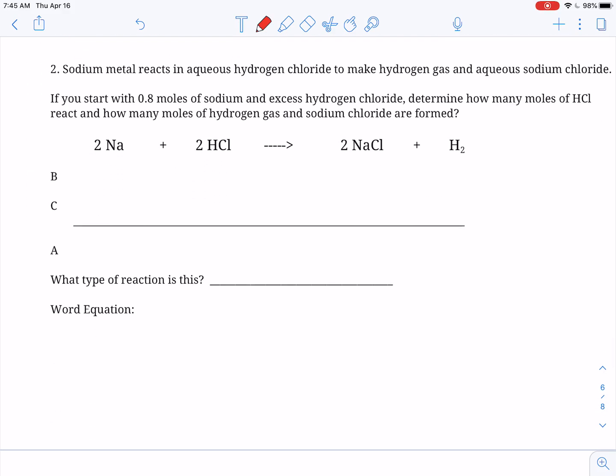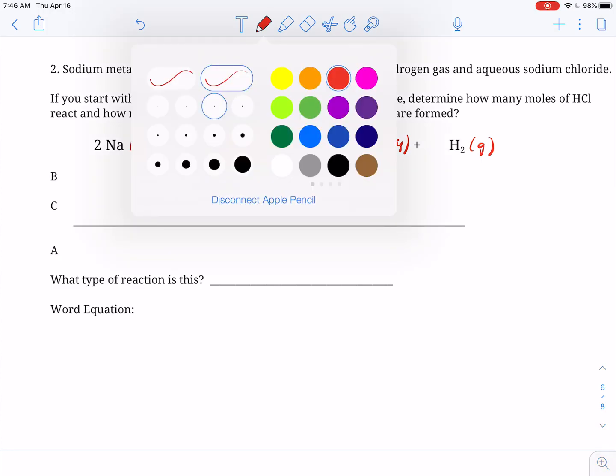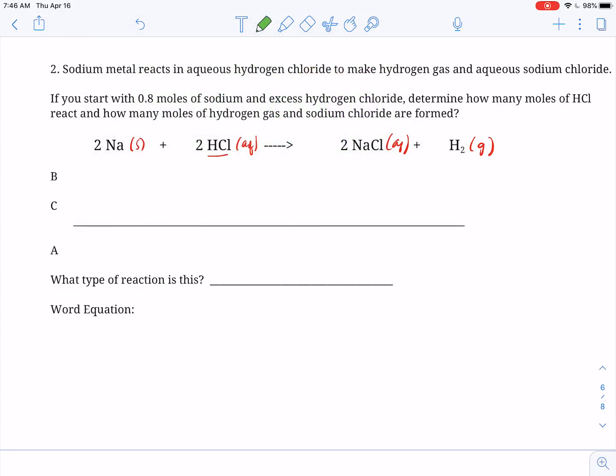Okay, let's try the second one. Sodium metal reacts in aqueous hydrogen chloride, or hydrochloric acid, to make hydrogen gas and aqueous sodium chloride. All right. So if you want to, you could add these symbols in here, and probably gas, right? But you don't have to. Overachiever. Now, if I start with 0.8 moles of sodium and excess hydrogen chloride, how many moles of HCl will react? Because I have plenty to go. And how many moles of hydrogen gas and sodium chloride are formed? So we're basically just going to solve the whole thing.